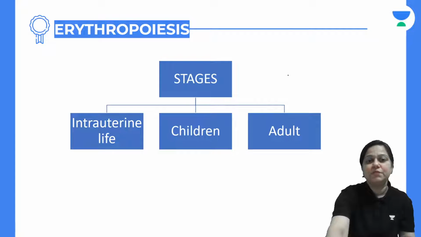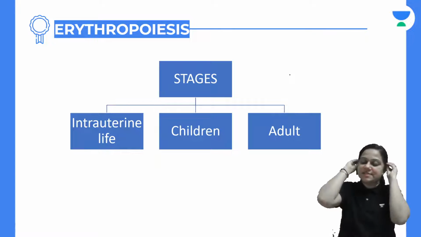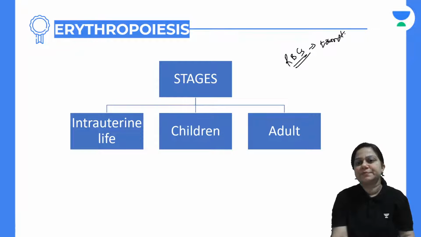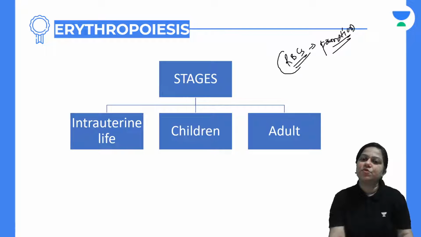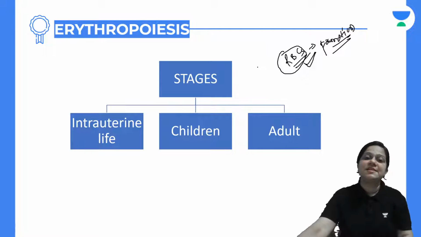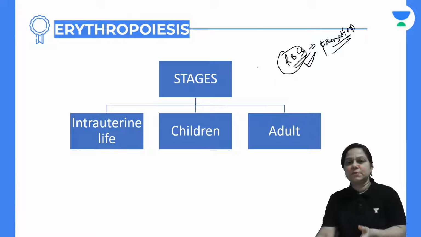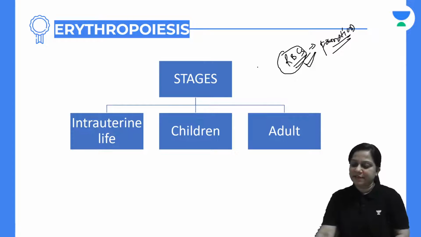Now come to the next topic, that is erythropoiesis. Understand the word carefully. Erythro stands for red blood cells. Poiesis means formation. Erythropoiesis means formation of red blood cells. There are different stages of erythropoiesis at different stages of life: intrauterine life, after birth, and in the adult age.